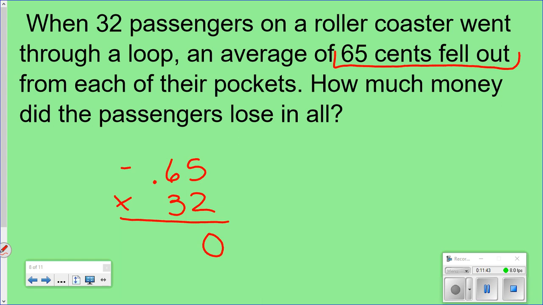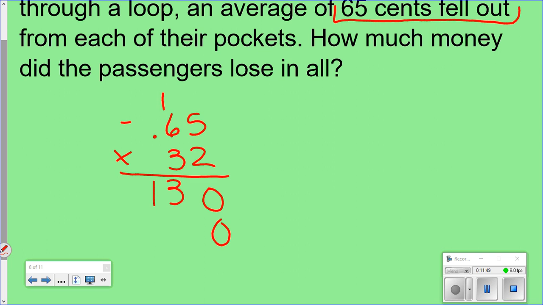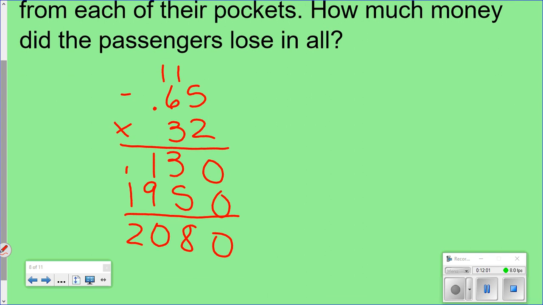This is 10, carry the 1, 12, 13. Put my 0 down. 5 times 3 is 15, carry the 1. 6 times 3 is 18, 19. So this is what I have. How do I know where to put my decimal? Does anybody remember, Isabella, where do I put my decimal? 2 spaces, because I have 2 spaces here, 2 spaces here.